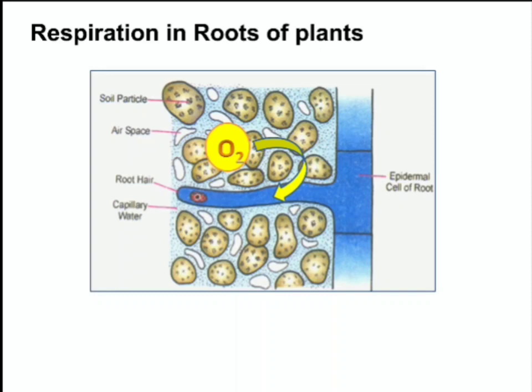Diffusion means movement from higher concentration to lower concentration. So the oxygen-rich air present in the air gaps or air spaces of the soil will move into the root hair because of diffusion.